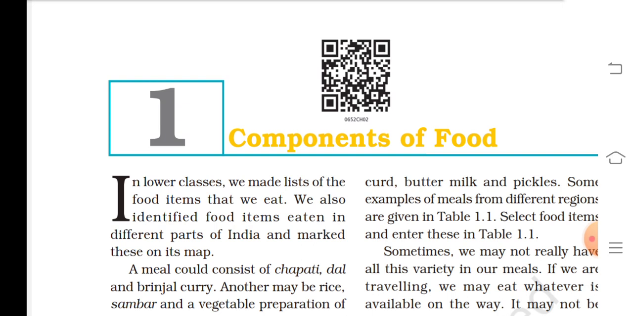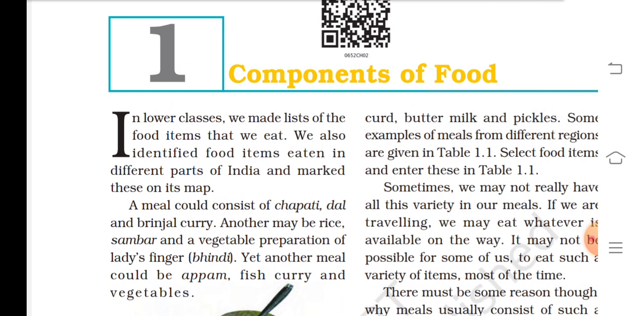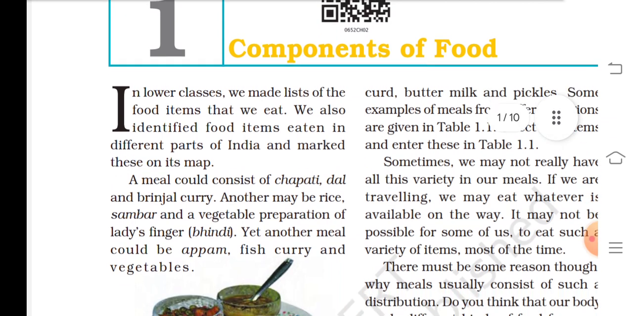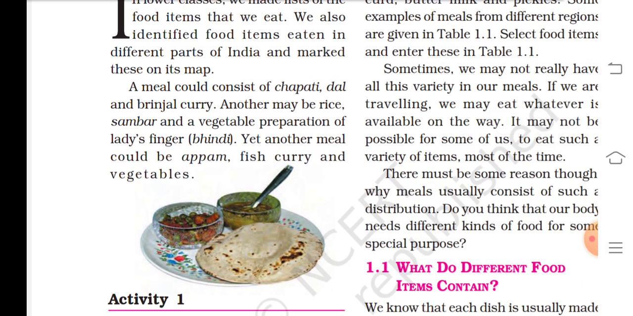Class 6 Chapter 1 Components of Food. In lower classes, we made a list of the food items that we eat. We also identified food items eaten in different parts of India and marked these on the map.